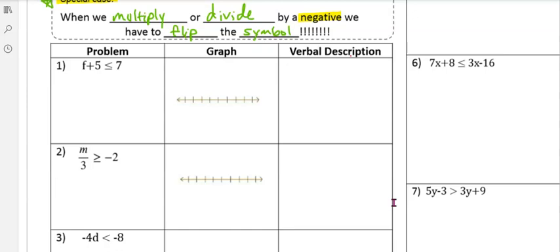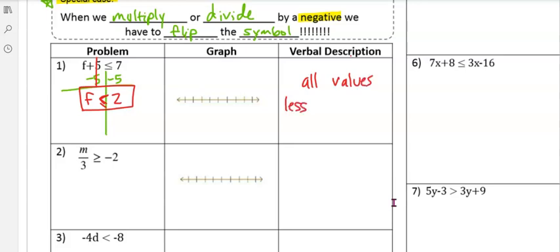Okay. So we're going to go ahead and solve. Remember we're solving just like normal, so I'm going to draw a line where my less than or equal to symbol is. To get f alone, I need to get rid of the +5, so I'm subtracting 5 on both sides. 5 minus 5 is 0. 7 minus 5 is 2. So we have our answer because f is alone. So f is less than or equal to, so we're going to write that over here. Our answer is all values less than or equal to 2.